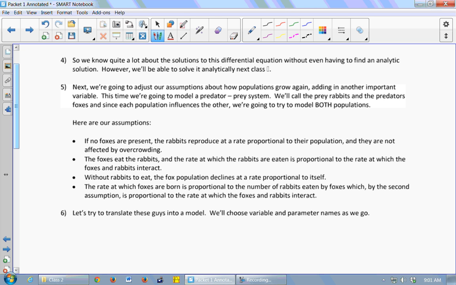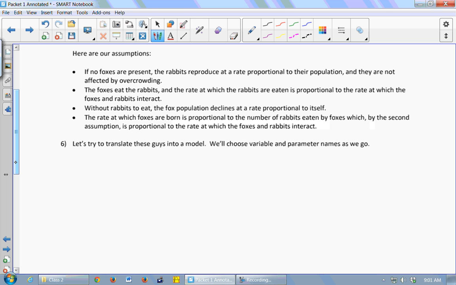In our first model, we had one assumption. Second model, we had two assumptions. Now we're going to have four assumptions to take into account this predator-prey system. If no foxes are present, the rabbits reproduce at a rate proportional to their population, and they are not affected by overcrowding. That's a simple Malthusian model, when no foxes are present.